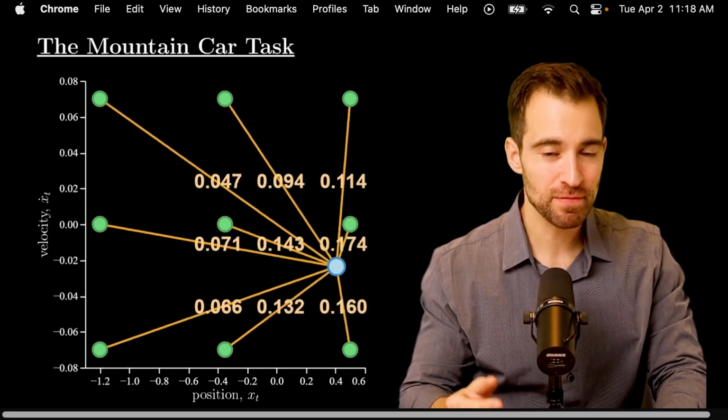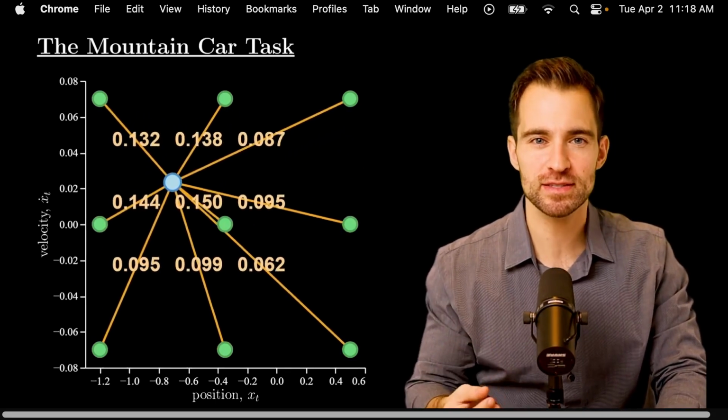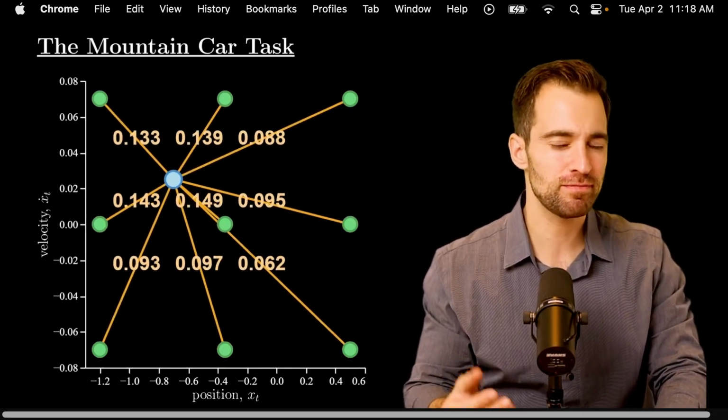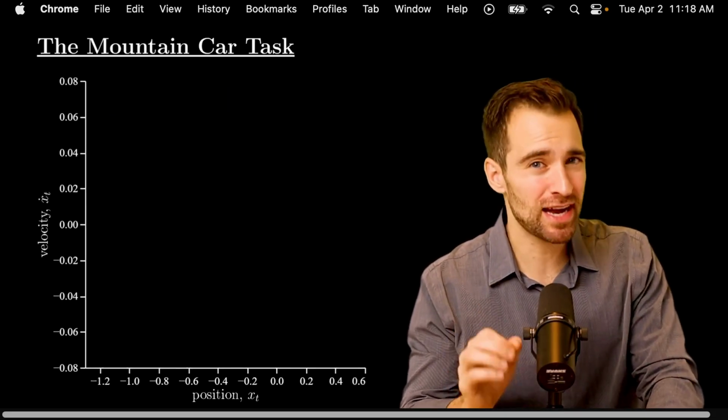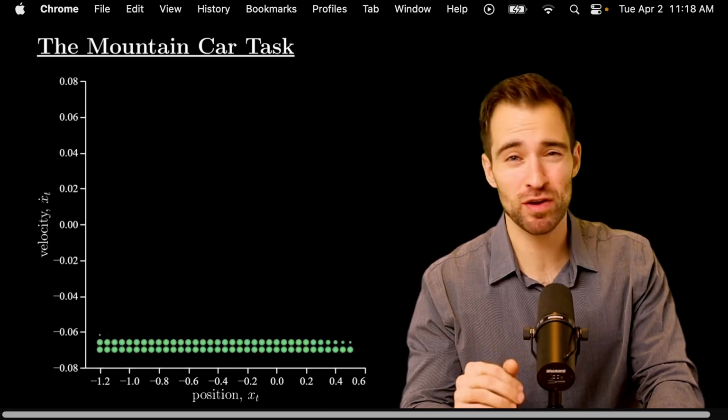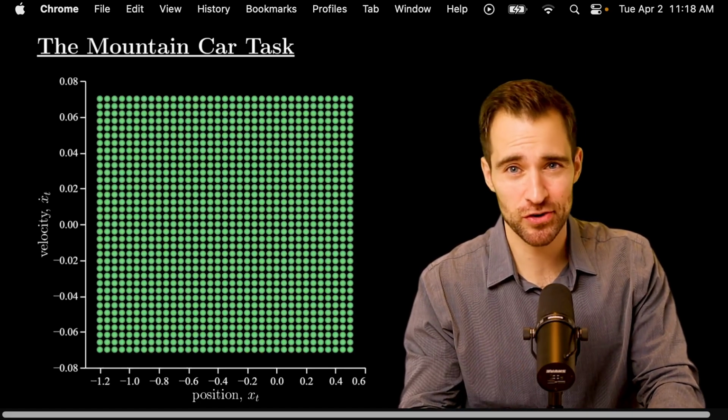Just as an FYI, this is called a normalized radial basis. I could show you the equations, but that wouldn't add much. Also, another FYI, I lied. I'm not using 9 points, I'm using about 1200, which just would have been a lot harder to animate.